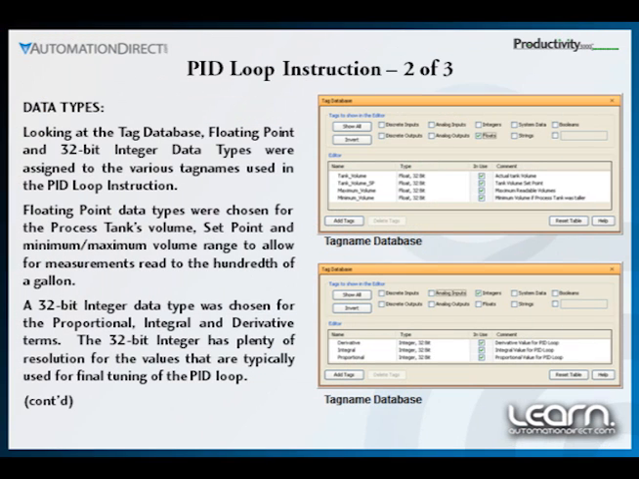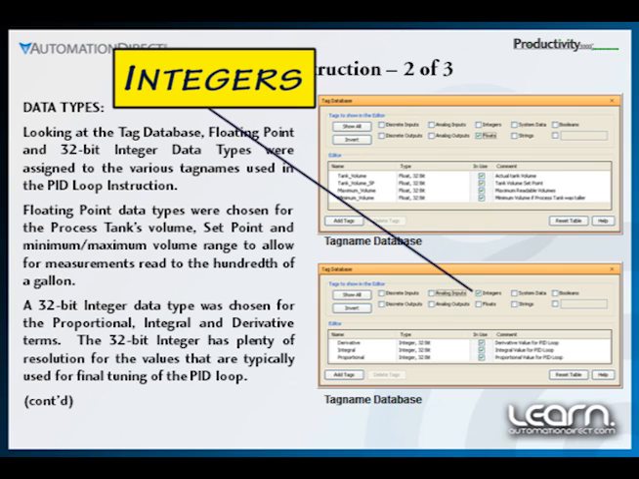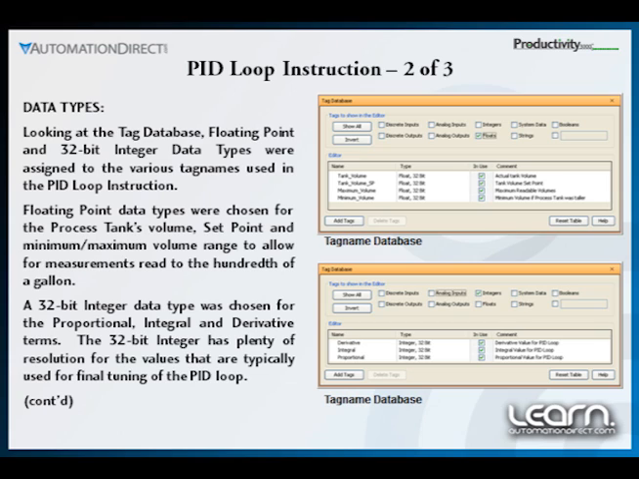Taking a quick look at our tag database and using the checkboxes to select the various data types, we see 32-bit floating point and 32-bit integer data types were assigned to the tag names used in the PID loop instruction. A 32-bit integer data type was chosen for the proportional, integral, and derivative terms. The 32-bit integer has plenty of resolution for the values that are typically used for final tuning of the PID loop.